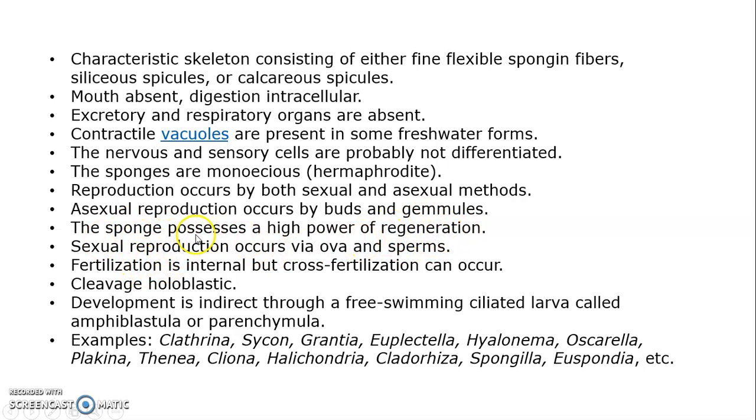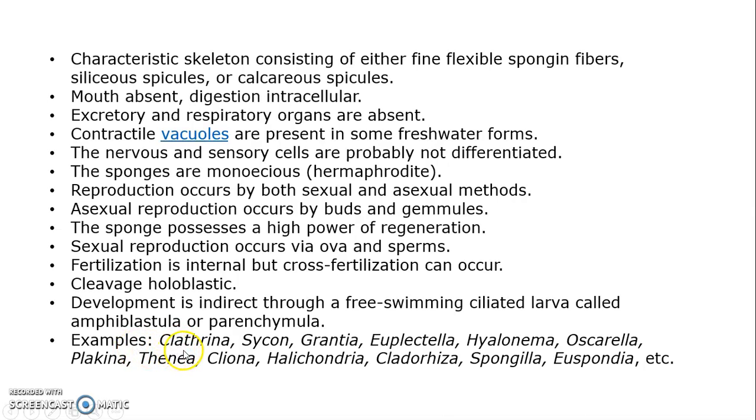Sexual reproduction occurs by ova and sperms. Fertilization is internal, but cross fertilization can occur. Fertilization takes place internally, but in some cases cross fertilization also takes place from one individual to another individual. Cleavage is holoblastic. Cleavage means cutting of the zygote. Division of the zygote is holoblastic. Holoblastic means the whole egg or whole zygote is divided. Development is indirect through a free swimming ciliated larva called amphiblastula or parenchymula. These are the larval stages present in the Porifera.